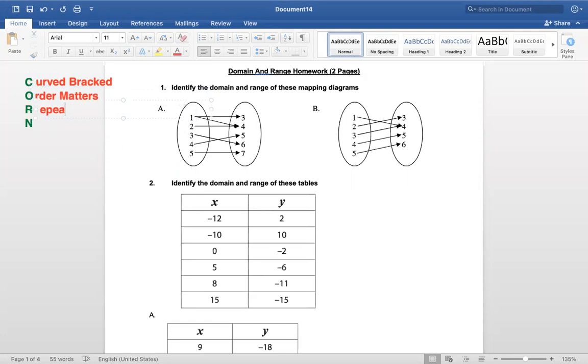R, do you have repeats? And if you do, you want to get rid of them. No repeats. Should be curved brackets. So again, that is CORN. C, make sure you're using curved brackets for these. O, make sure that you're putting them in order from smallest to biggest. R, are there repeats? And if so, N, get rid of them. No repeats.